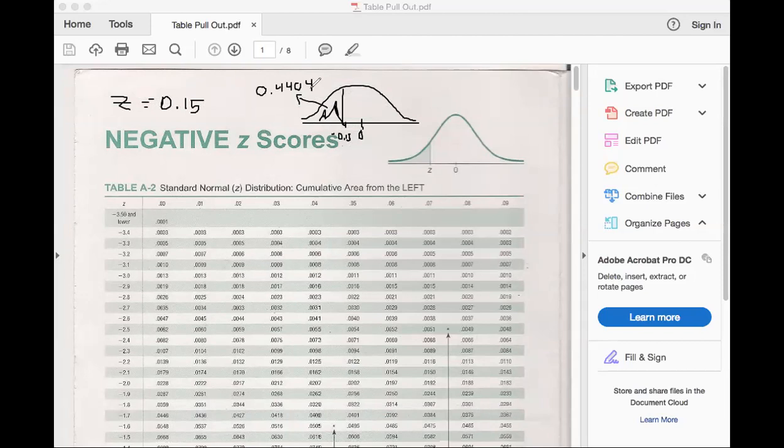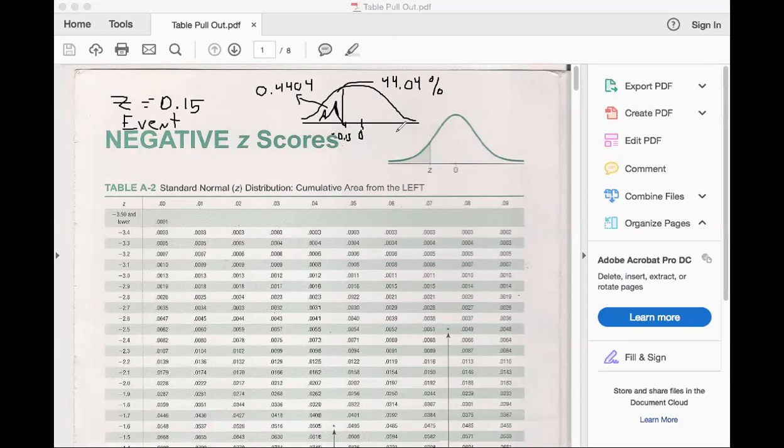0.4404. So the Z-score is an event, and this is what we talked about with rules of probability. The numbers inside the table are probabilities. So this really is 44.04%. Just under half of the graph is colored if I have a Z-score of negative 0.15. Obviously mine's not drawn to scale.